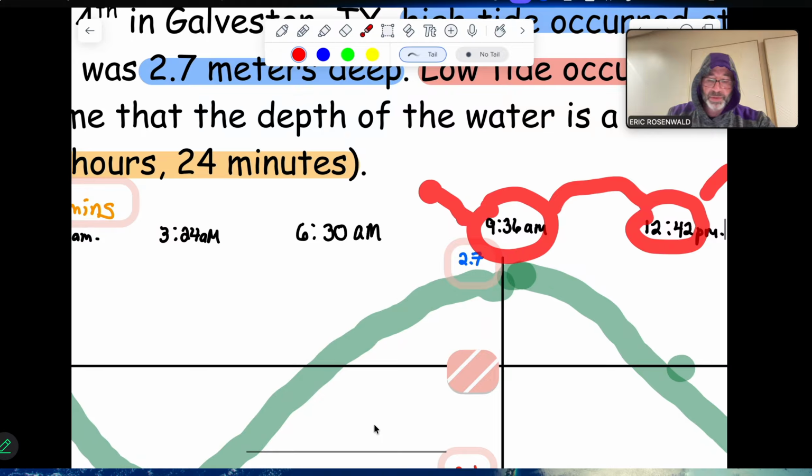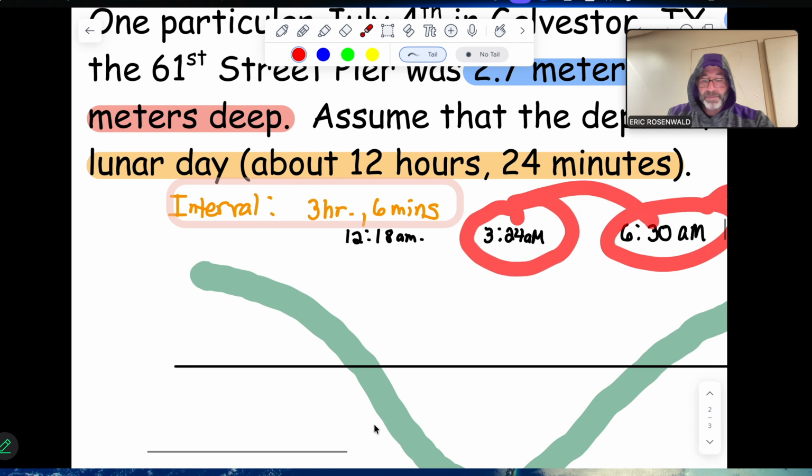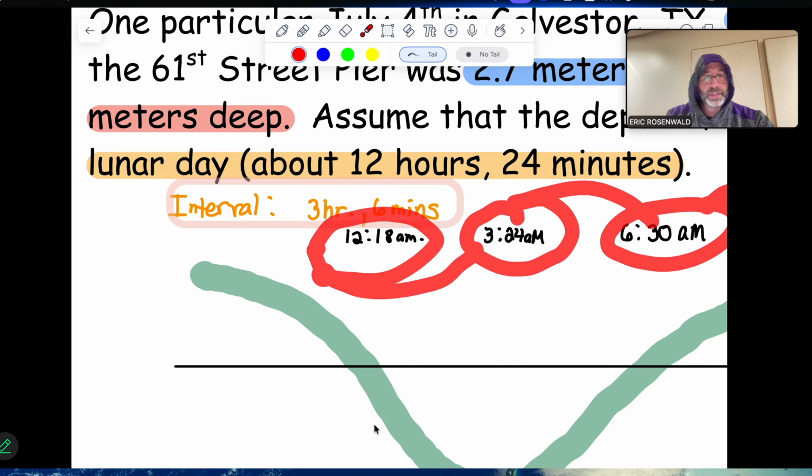Okay. Let's go the other direction though. If I go minus 3 hours and 6 minutes, I'm at 6:30 a.m. Minus 3 hours and 6 minutes, I'm at 3:24 a.m. And then minus 3 hours and 6 minutes, I'm at 12:18 a.m. And if I go any further, I'm at yesterday. Okay.